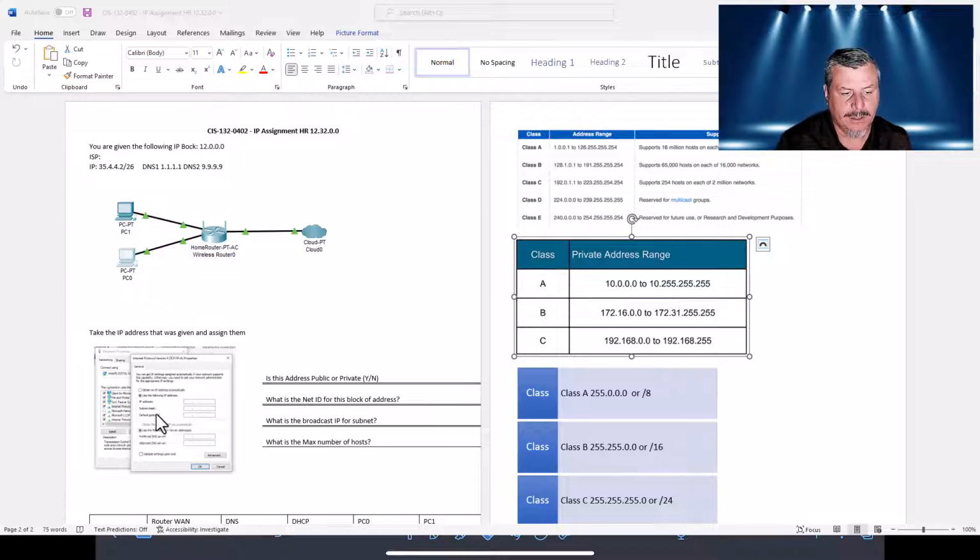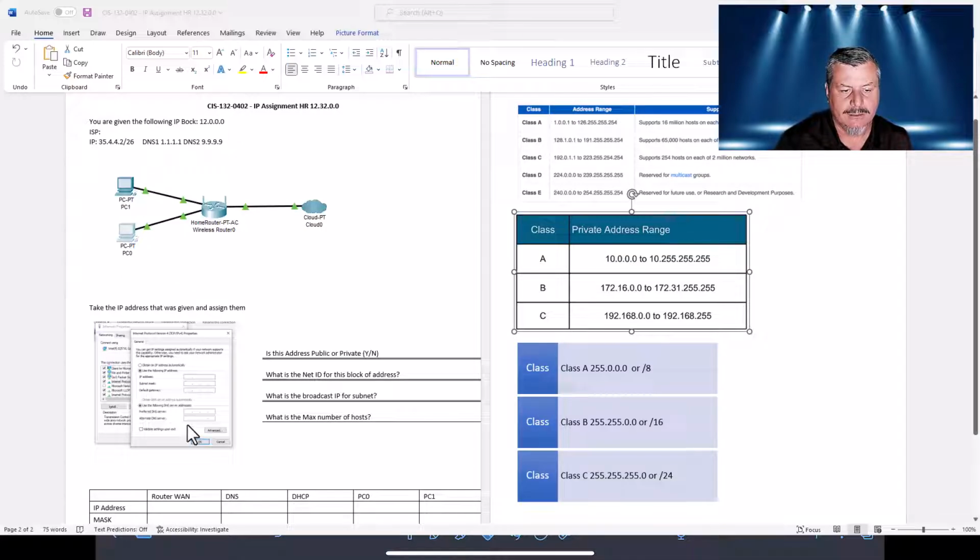Here's an example of the information we need to know for the PCs. Now the question is asked: is this a public or private address? What is the ID, the broadcast, the max amount of hosts? Since it's a 12, we know that's a class A, because if we remember the chart, from 1.x.x.x to 126.x.x.x is a class A address. So we know it's a class A.